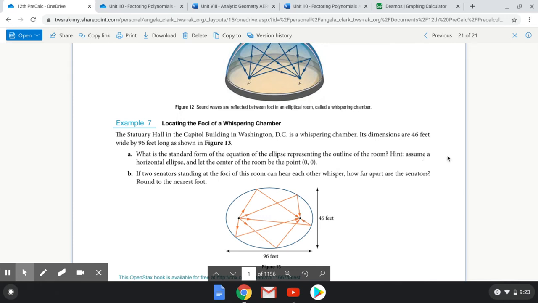Hi guys. So this is example 7 of chapter 10.1.